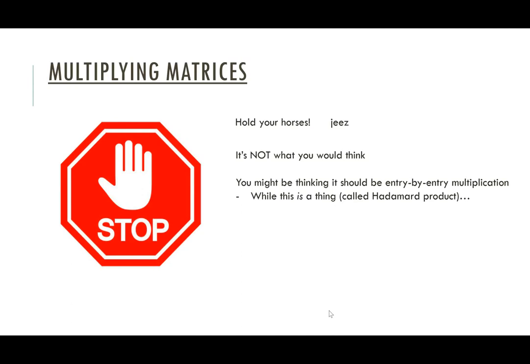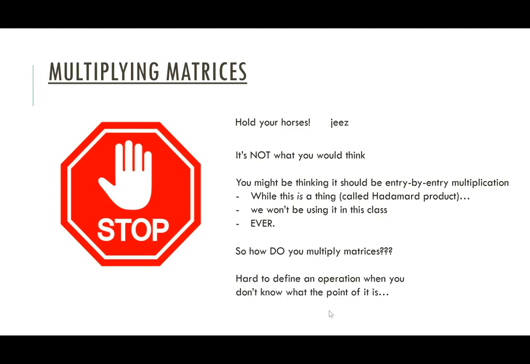Like what, this entry by entry multiplication, it is a thing. It's called the Hadamard product, but we will not be using it in this class ever. So, okay. How do you multiply matrices then? Well, it's hard to define an operation when you don't even know what the point is. And so let's try to figure out, why would we even multiply matrices?